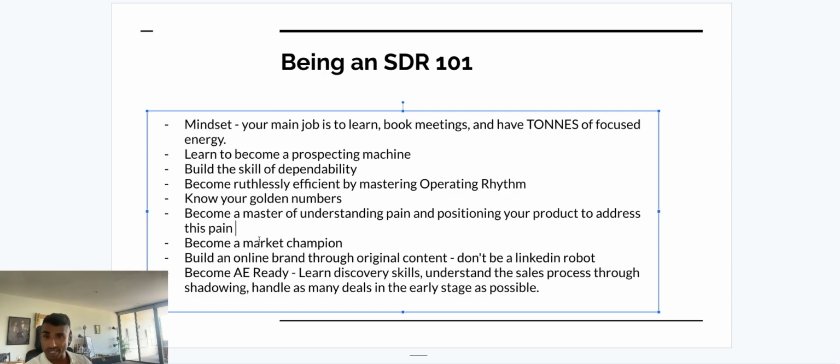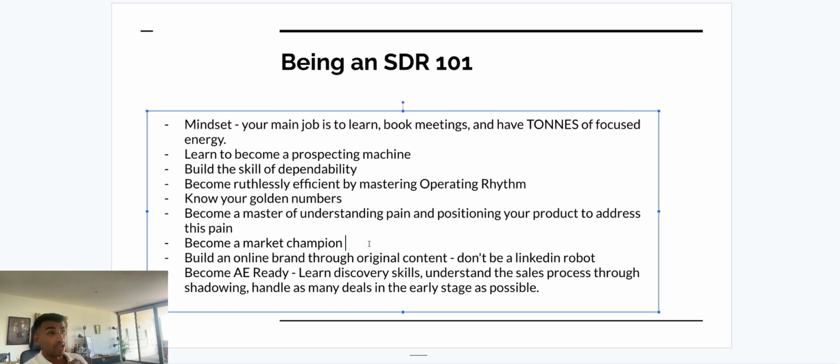So if they start talking to you about specific things in their environment, in their organization, you need to be able to go, yeah, I understand what that is. I know what that pain point is, and I know that we can help, and here's how we can help. So becoming a master of understanding pain, super critical.